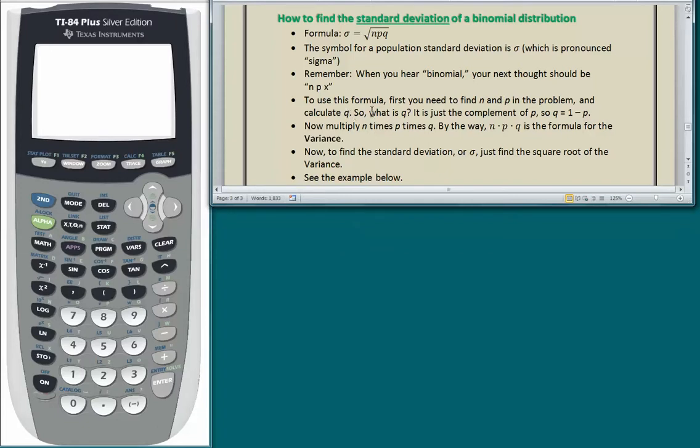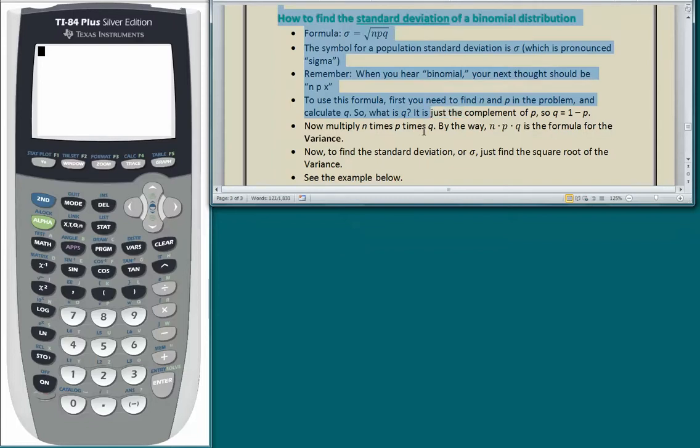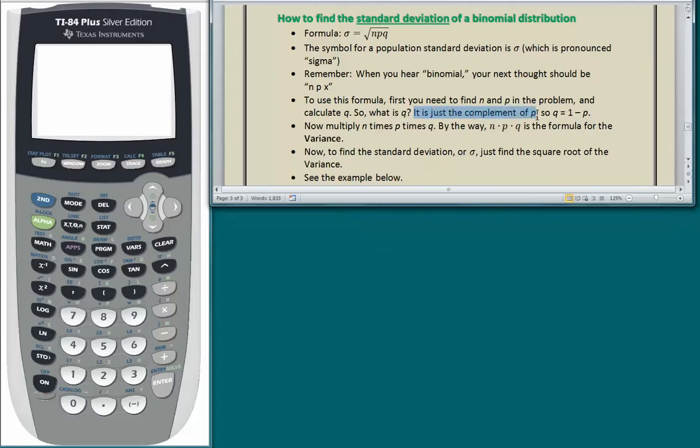So you may not have heard of q before. What is q? q is the complement of p. That means q plus p must equal 1, which means you can find q by taking 1 and subtracting p. Once you have n, p, and q, you multiply n times p times q, which, by the way, without the square root sign, is the formula for the variance of the binomial distribution. So once you have multiplied these three things together, to find the standard deviation, which is sigma, you just find the square root of the result, which again is the variance. And we'll talk about this in the example below.